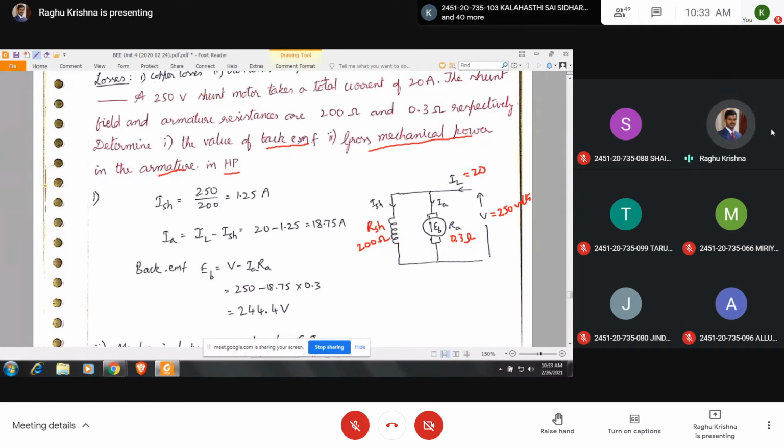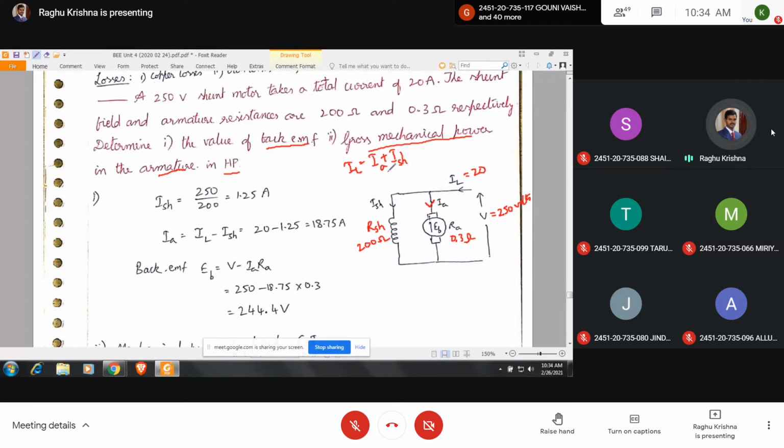So here, first you have to find Ia. You have IL, you have to know Ia. So what is Ia? Ia is equal to IL minus Ish. So IL gets divided into Ia and Ish. Here you must be careful with generator and motor. In a motor, incoming current is equal to the sum of outgoing currents. So IL is equal to Ia plus Ish. So IL is divided into Ia and Ish.